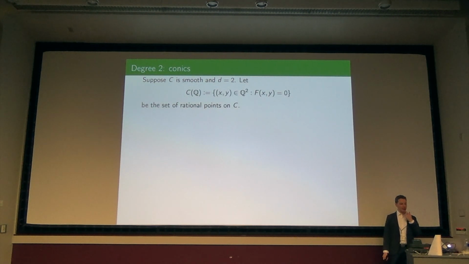What we're interested in is the set C of Q. So those are the pairs of rational numbers x and y, such that when you plug them into f, you get 0. And I've already said this, but now I'm making sure that it's defined on the slide. We are interested in the set of rational points on C. Okay? All right, well, what do you got to do?